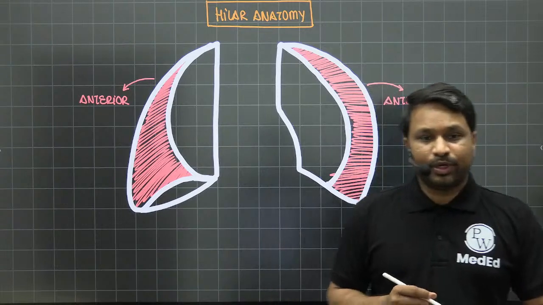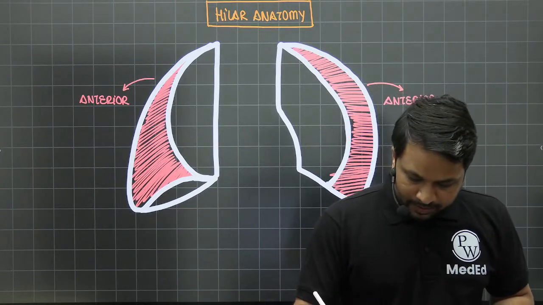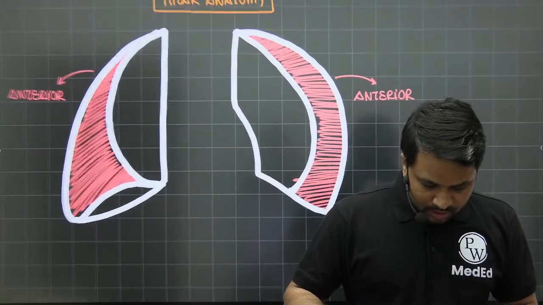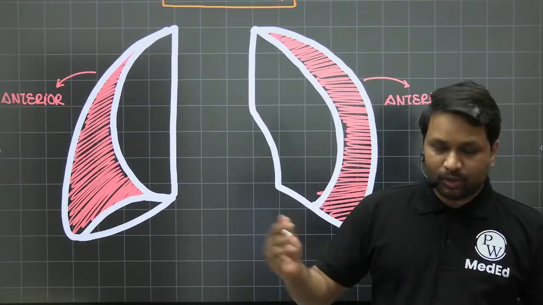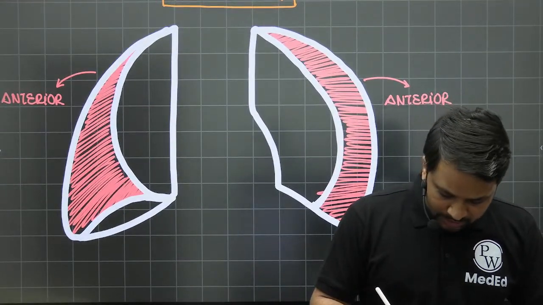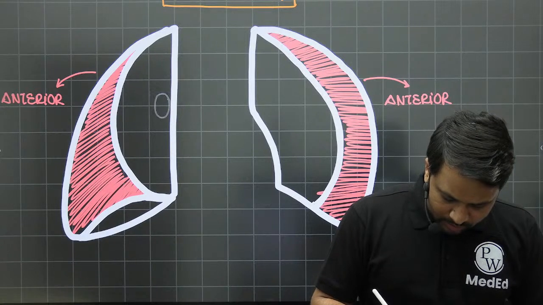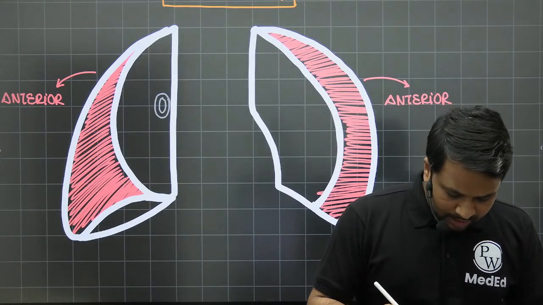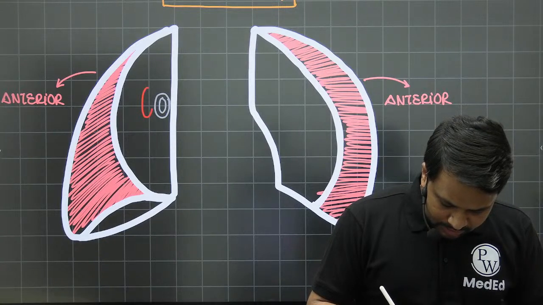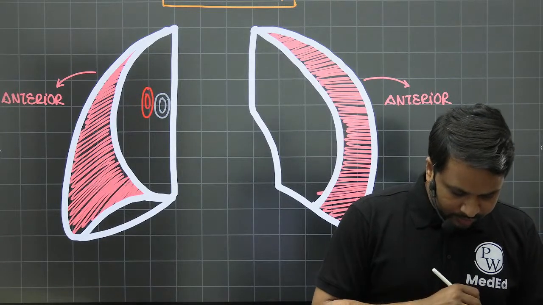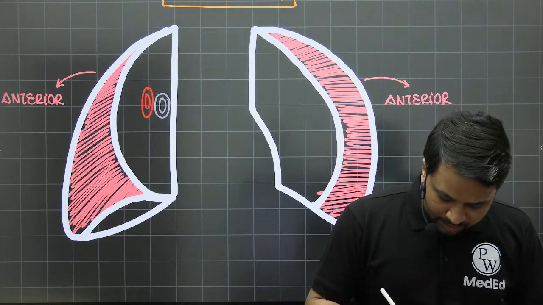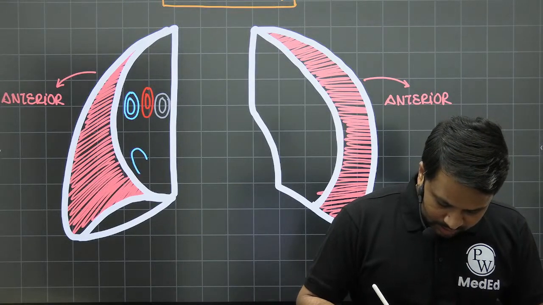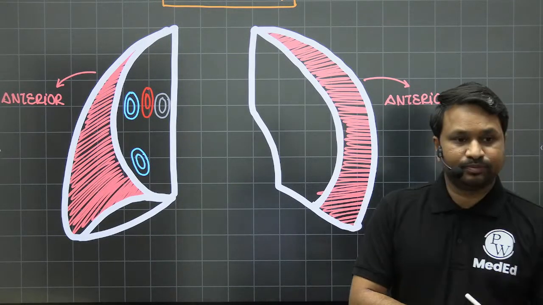Right. So when you look at the hilum per se, what are the structures that you're going to encounter? Now the medial most, that is on the posterior aspect, you will encounter is going to be the bronchus. Between the bronchus, you have your pulmonary artery. So this is where you have your pulmonary artery. Behind the pulmonary artery, you have the superior pulmonary vein, and this is your inferior pulmonary vein, right?